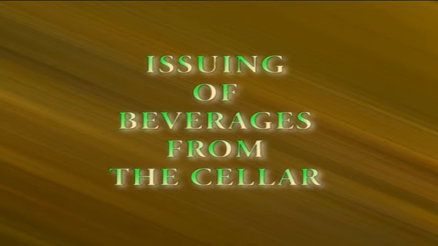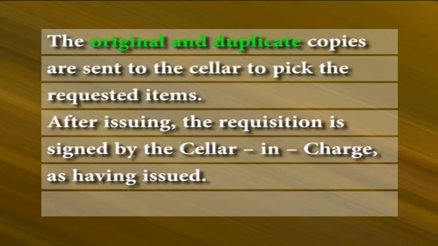Let us now move to the fourth objective, issuing of beverages from the cellar. The procedure is that the bottles are issued only against a written requisition in triplicate signed by an authorized person, the barman. The original and duplicate copies are sent to the cellar to pick the requested items. After issuing, the requisition is signed by the cellar in charge as having issued. The person receiving the goods to deliver to the bar also signs acknowledging the receipt of the listed items.